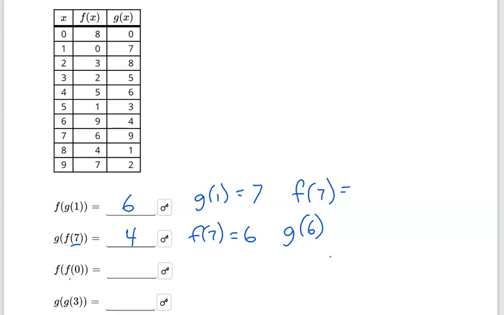F of 0, that's the inside part. F of 0 equals 8. So we need f of 8. And f of 8 gives us 4.